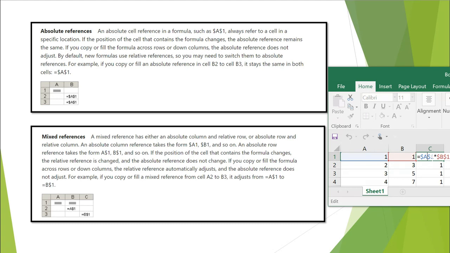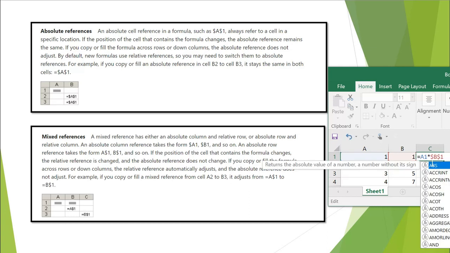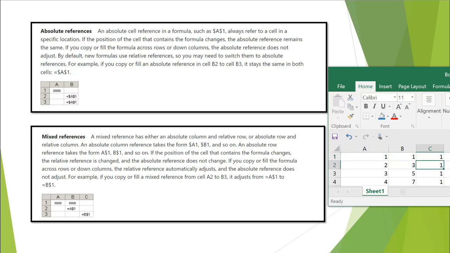Now, what is a mixed reference? Mixed reference means that for one value I want the column to change, but the row or the other value should remain as it is. So for one I will take relative, for the other I will take absolute. It means a mixture of both of them. What should I do in that case? I'll remove the absolute reference for A1. So A1 over here is using the relative reference and B1 is using the absolute reference.